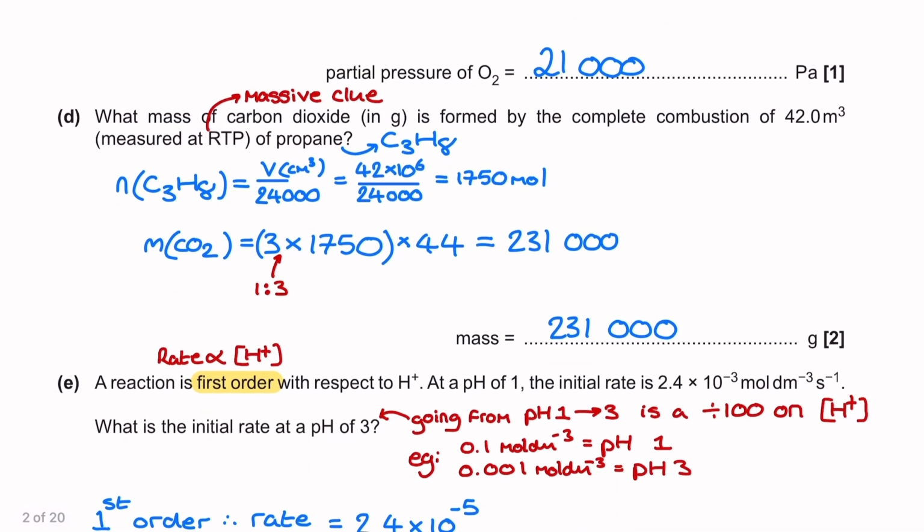Next up, what mass of carbon dioxide in grams is formed by the complete combustion of 42 meters cubed? A bit unusual to see meters cubed, if I'm honest. Measured at room temperature and pressure. That's a massive clue right there. And as you can see, I've labelled that. Massive clue. Of propane, C3H8.